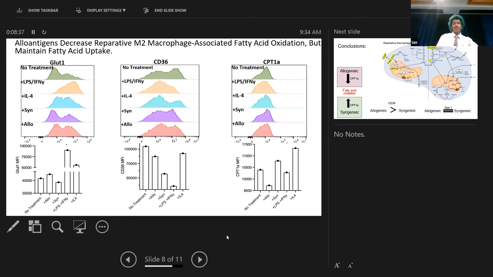So then we looked at CD36, and the allogeneic and syngeneic both decreased, but syngeneic decreased more. But then when you look at the CPT1A, which is another fatty acid marker, syngeneic actually was producing a lot more of that than most of the samples. And there was a decrease for the allogeneic materials. And then going back to CD36, the IL-4, as expected, produced a lot of it. And that was the same for IL-4 with the CPT1A.